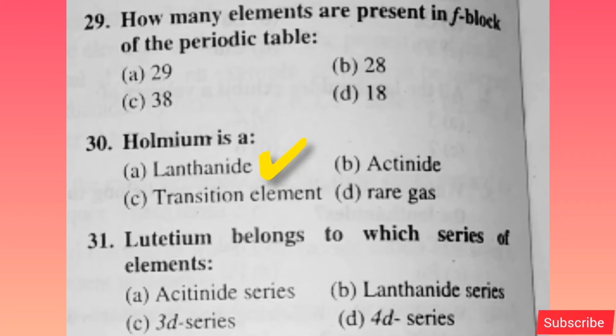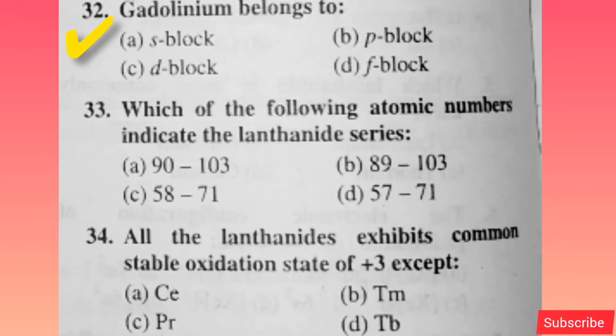Option A is correct. Lutetium belongs to which series of elements? Option B is correct. Gadolinium belongs to. Option D is correct. Which of the following atomic numbers indicates the lanthanide series? Option C is correct. All the lanthanides exhibit the common stable oxidation state of +3 except.